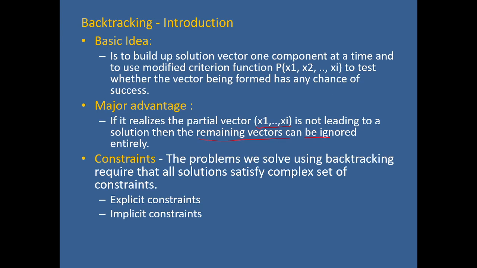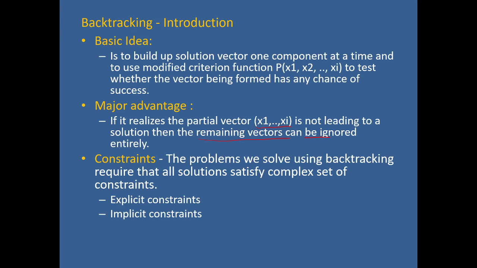That's the main advantage. So till now, for all the problems we have seen constraints, but for backtracking we'll be having two kinds of constraints: explicit constraints and implicit constraints. Constraints are rules that we need to satisfy to form the solution. Implicit constraints, as the name suggests, are the rules specified in the problem definition itself.